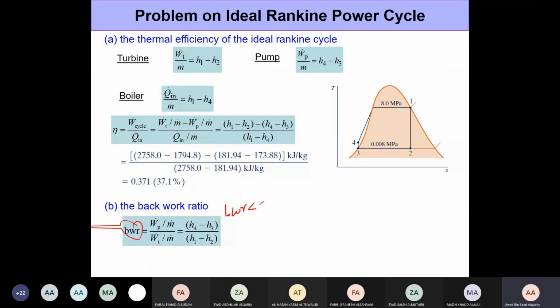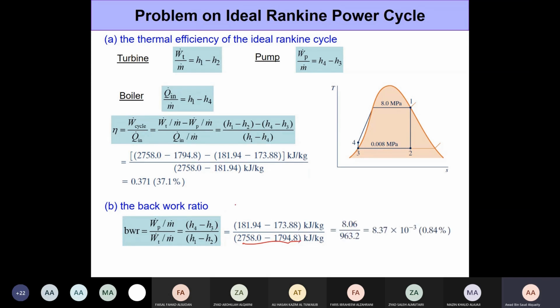If the back work ratio is very much smaller than 1, that's very good for us, and we would want to keep it that way. Now here, when we plug in the numbers for the work input to the pump divided by the work output from the turbine, these are simply the enthalpies that we already calculated or found from the tables. The back work ratio comes out to be 0.84%, which is less than 1%. So this is excellent, and this is the case for all vapor power cycles, right?